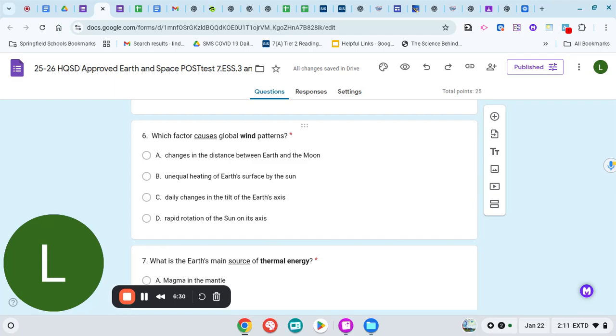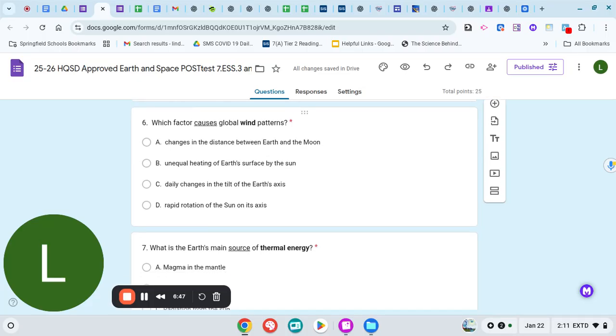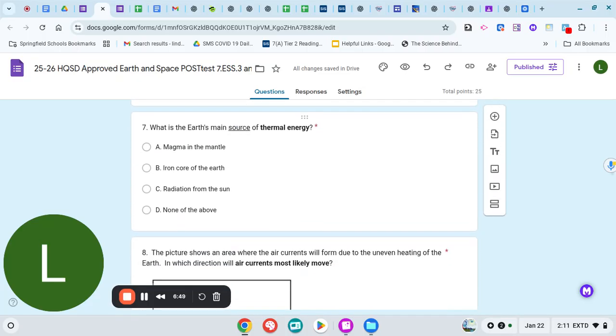Which factor causes global wind patterns? A, changes in the distance between the Earth and the Moon. B, unequal heating of the Earth's surface by the sun. C, daily changes in the tilt of the Earth's axis. Or D, rapid rotation of the sun on its axis. Again, pause, scroll down, answer, and then unpause the video for number 7.